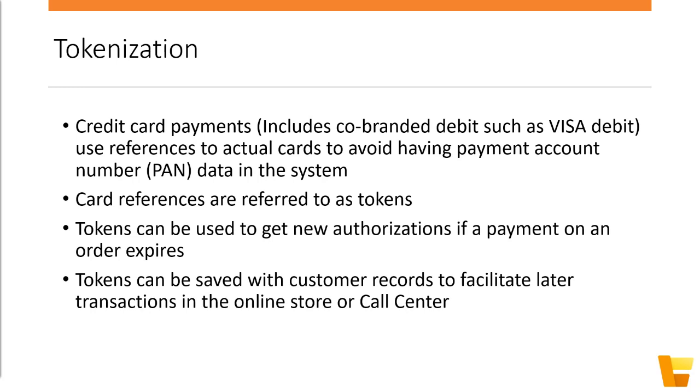These tokens can be used to get new authorizations. If an authorization expires on an order that takes a long time to fulfill, we can use these tokens to go and get new payments. They can also be saved with customer records to facilitate transactions through the call center. A customer could call the call center and say, I'd like to make an order, and you have my card on file, and that token can be used to pay for that order.